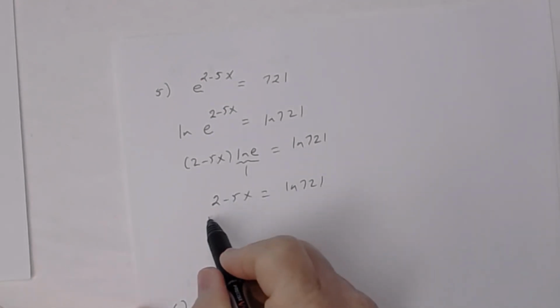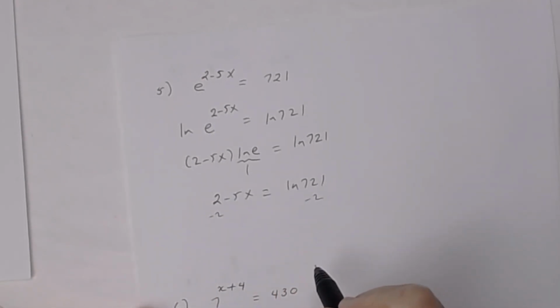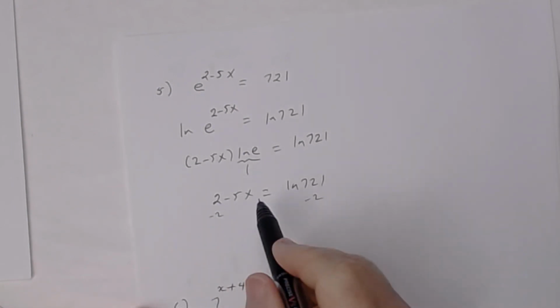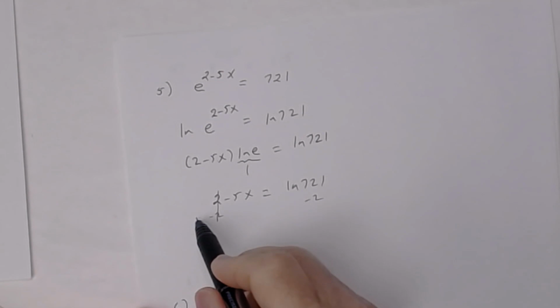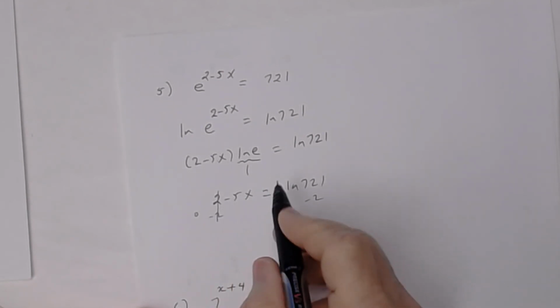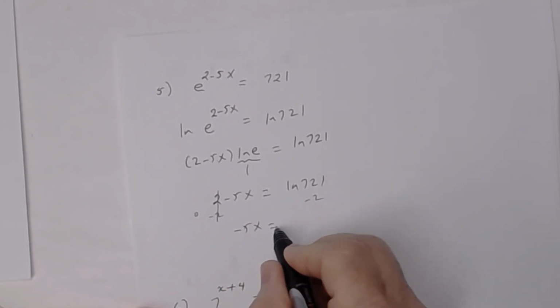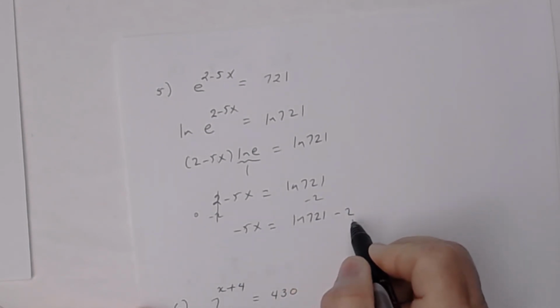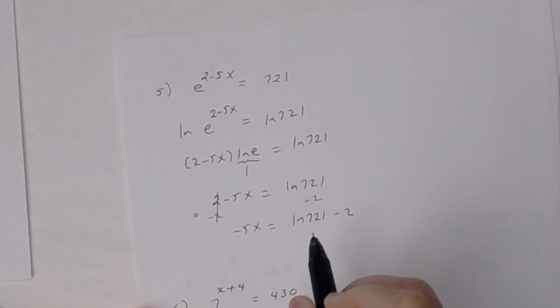So first I'm going to subtract 2 from both sides, just like that. Now be careful. This is a little bit more challenging. Be careful. 2 minus 2 is 0. And 0 minus 5x is a negative 5x equal the natural log of 721 minus 2. That's what you have here.